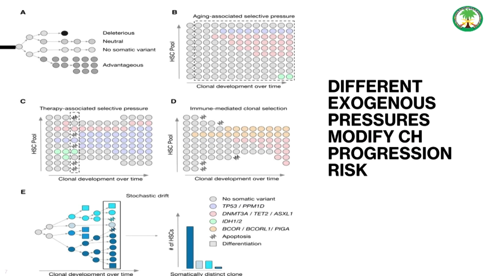So we know, as I mentioned, that aging, immune-mediated selection and therapy can be such pressures in here. And we know that it also matters what kind of mutation we have. For example, the classic DTA mutations, DNMT3A, ASXL1, and TET2, make it much more likely, as well as having a TP53. And there's also an association with a variant allele fraction. And you can see really here that the mutation fitness is dependent on this genetic context.